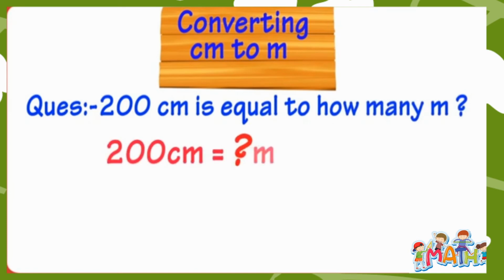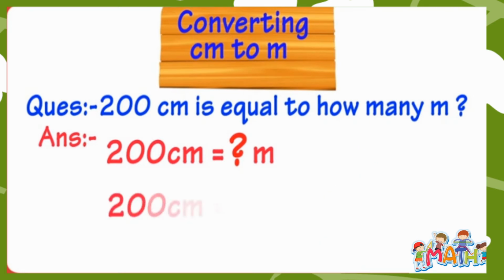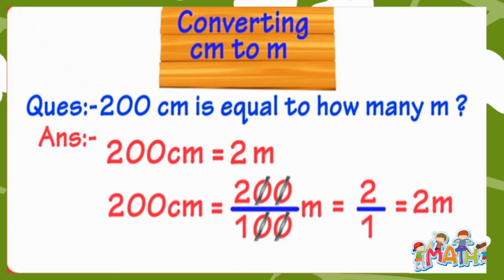Another question, 200 centimeters is equal to how many meters? The same process, if we want to convert centimeters to meters, we need to divide it by 100. We have 200 centimeters is equal to 200 divided by 100 meters. What is 200 divided by 100? Yes, 2. So therefore, 200 centimeters is equal to 2 meters.